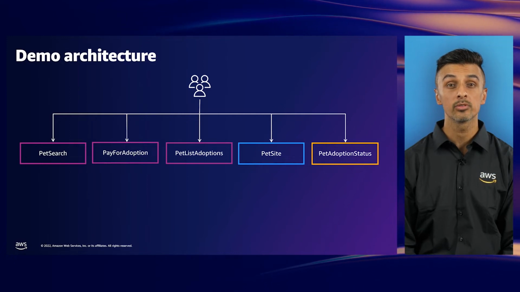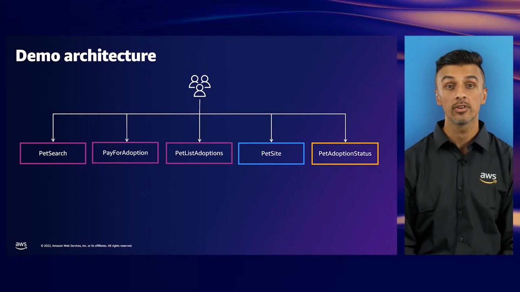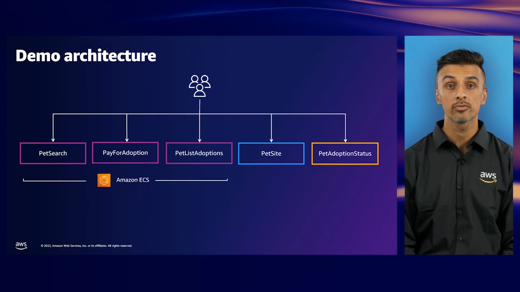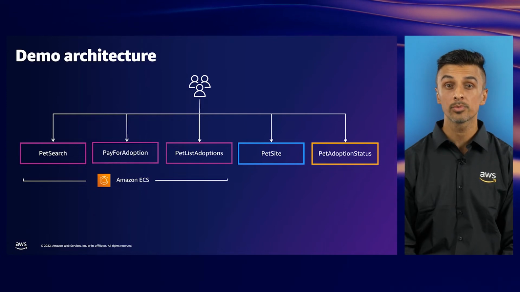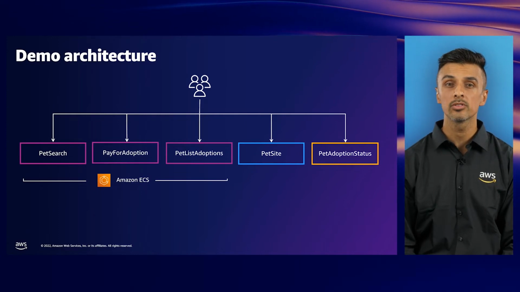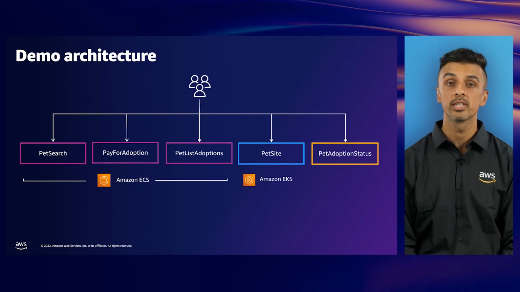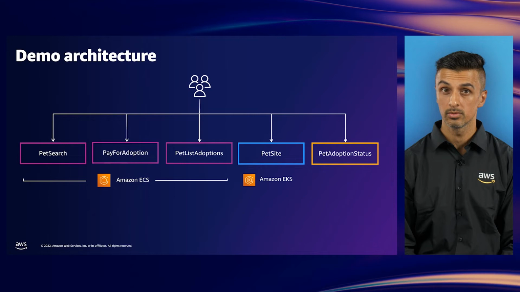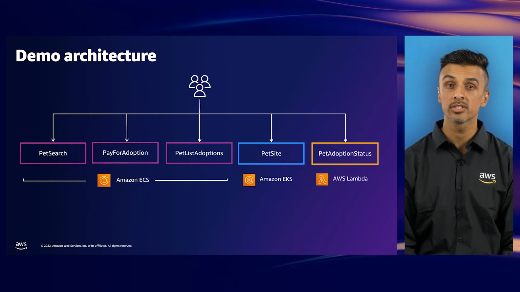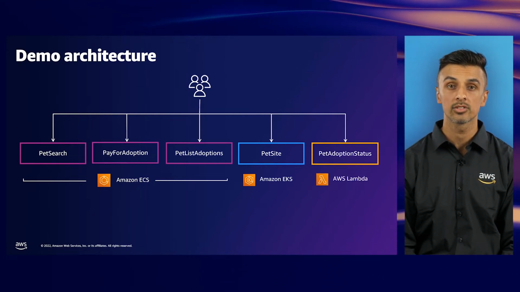The store has been built using several microservices, 5 in this case. The first 3, pet search, pay for adoption, pet list adoptions, are built using ECS Fargate. The next, pet site, is running on Kubernetes EKS on EC2. And the last one, pet adoption status, is built using Lambda functions.